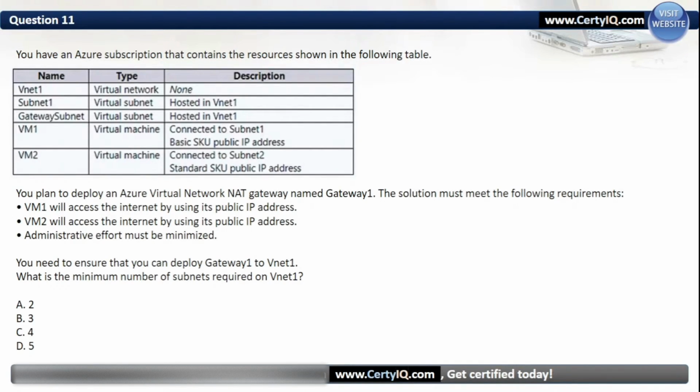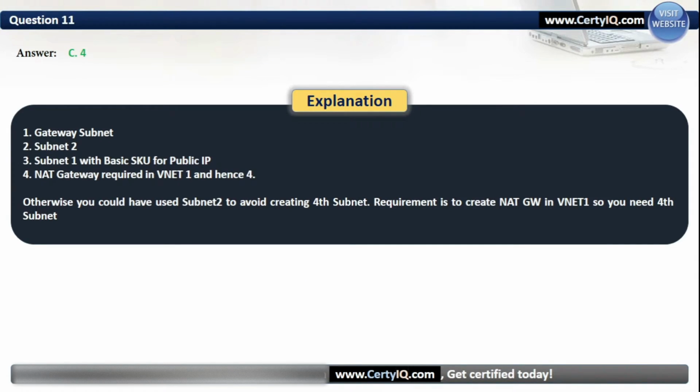The correct option is C. 4. First is the gateway subnet, second is Subnet 2, third is Subnet 1 with basic SKU for public IP, and the fourth is the NAT gateway required in VNet 1, and hence the correct answer is 4.